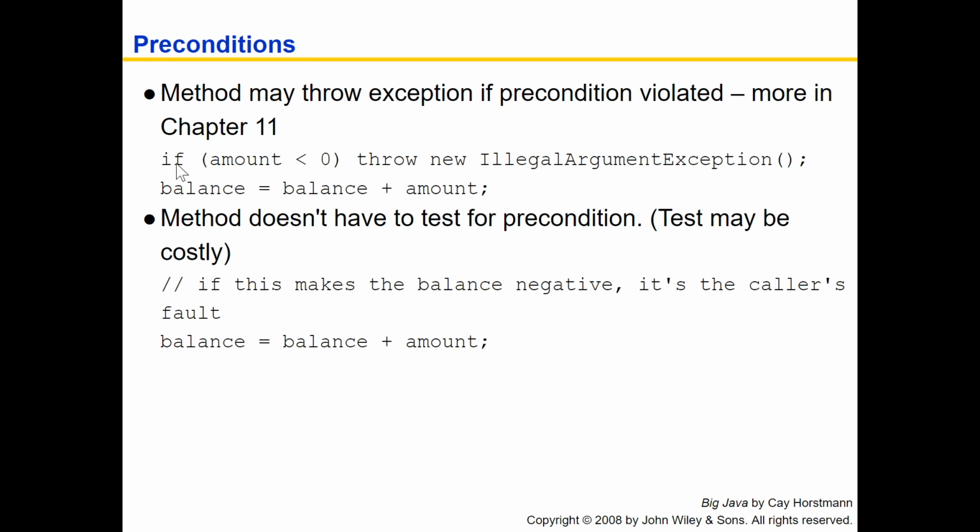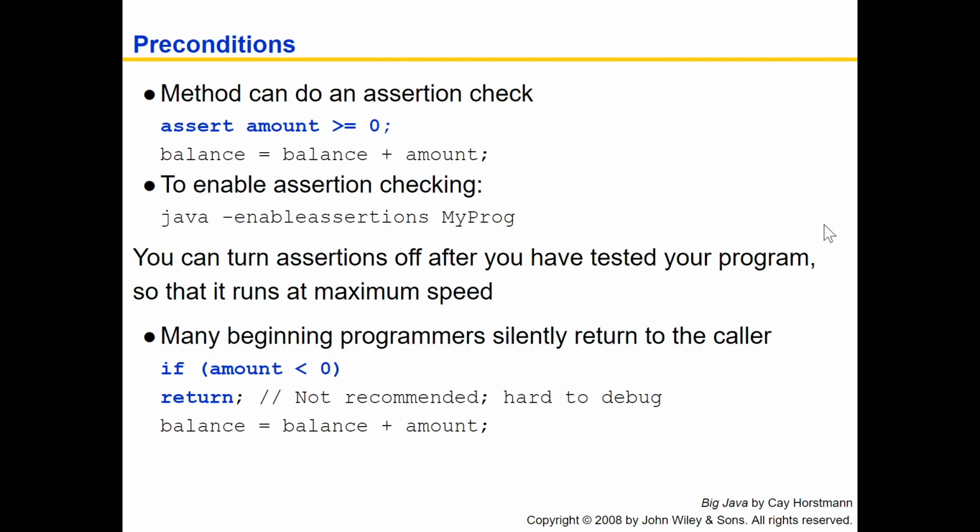So one thing you can do is throw an exception. You can say, all right, if the amount is less than 0, throw a new IllegalArgumentException. Then change the balance. So the method doesn't have to test for the precondition. If this makes the balance negative, it's the caller's fault. Right? So it's all about deciding where in the program you are ensuring that the user can't do this. Somebody can't walk in and say, okay, I'm making a deposit of negative $1,000, and then the bank has to hand them $1,000.